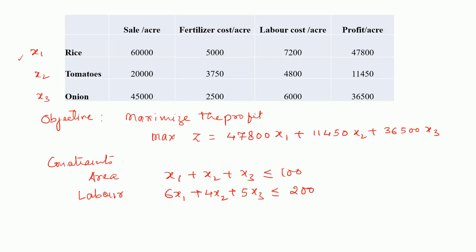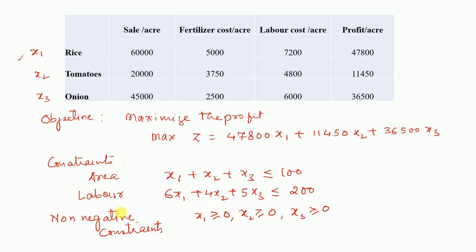Now, as I told you, in every problem non-negative restrictions will be there. x1 greater than or equal to 0, x2 greater than or equal to 0 and x3 greater than or equal to 0. These are non-negative restrictions because the values of x1, x2, x3 cannot be negative, as we are dealing with a real life problem.